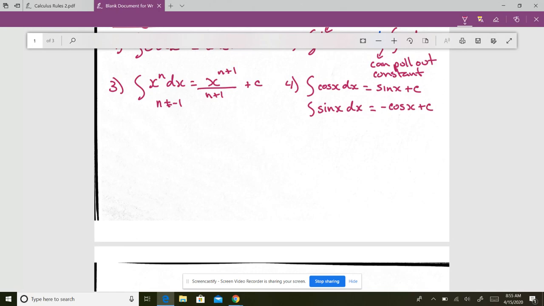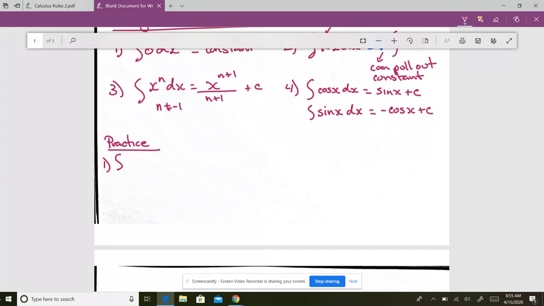All right, so let's do practice questions. Start with the basics. Well, we know that the 3 can come outside. So then what do we do here? We use this rule right above it. Add 1 to the exponent. So that's going to be x squared divided by the 2. Always put a plus c. And then this 3 in front. Throw a 3 up there. You're done.